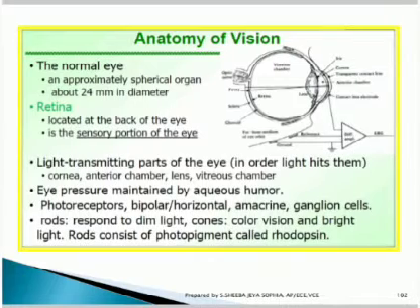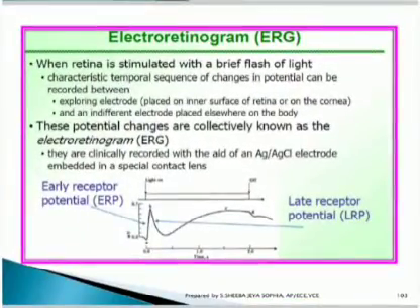Moving to the EOG measurement or ERG measurement. It deals with vision. ERG is the electroretinogram, where retinal signals are measured. When the retina is stimulated with a flash of light, its characteristics may change according to the particular problem in the retina. These potential changes are collectively known as the electroretinogram, and they are clinically recorded with the aid of Ag/AgCl electrodes embedded in a special contact lens.